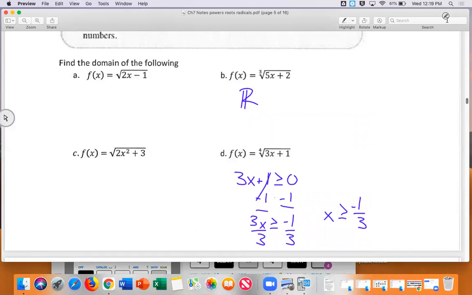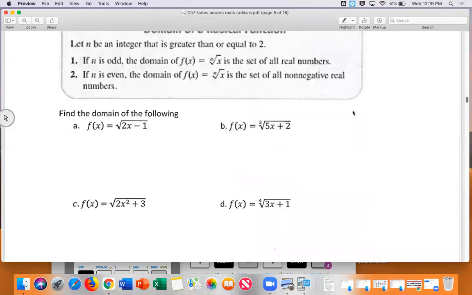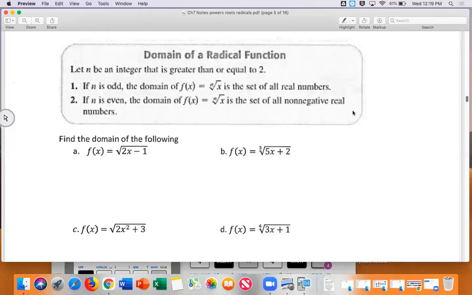So here's what the box says. If n is odd, meaning we have an odd root, the answer is the set of all real numbers. Okay. If n is even, meaning we have an even root, so square root is even because it's 2, fourth root is even because it's 4, it's going to be the set of all non-negative values for what is under the root. So basically, I take the part that's, I guess, the radicand, I think that's the name of it, the 2x minus 1, and I set it greater than or equal to 0, and I solve it. Same thing with the fourth root. Make sense to you guys?